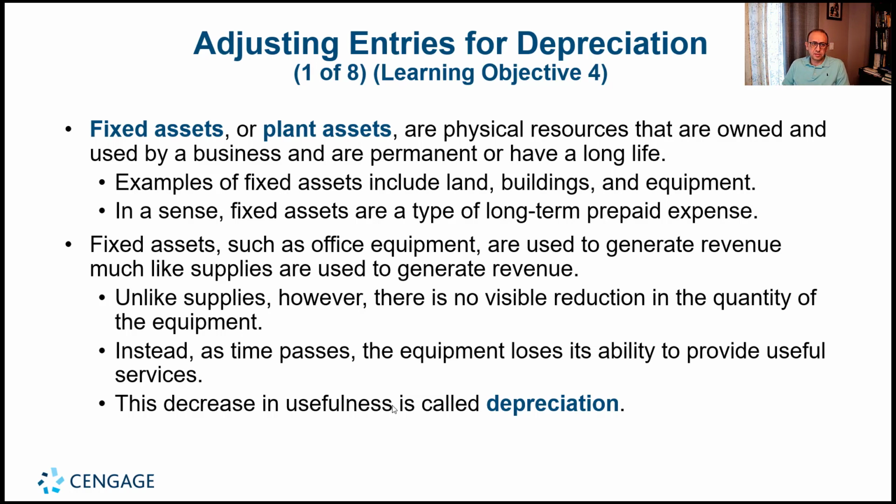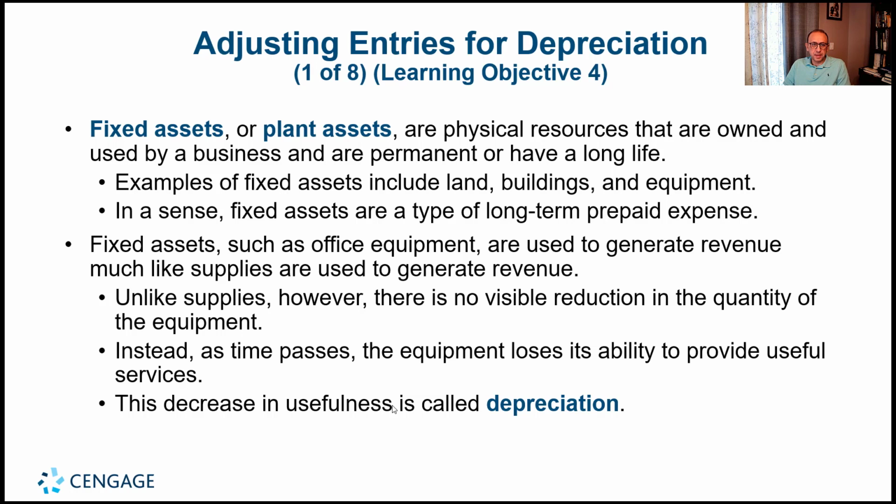So for example, fixed assets such as office equipment are used to generate revenue, much like supplies are used to generate revenue. However, unlike supplies, there is no visible reduction in the quantity of the equipment. Because let's say we're using a computer, it will still be there. It's not like supplies where it keeps shrinking as we use it. But in this case, the equipment, the computer that we're using, is still there. It's going to exist until it just stops working or it becomes not that productive anymore.